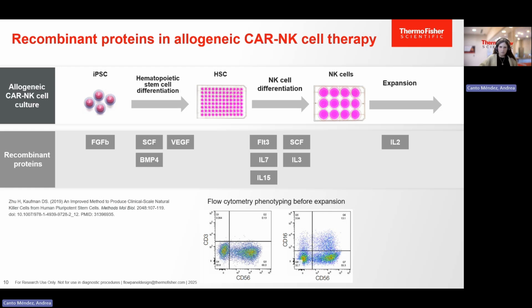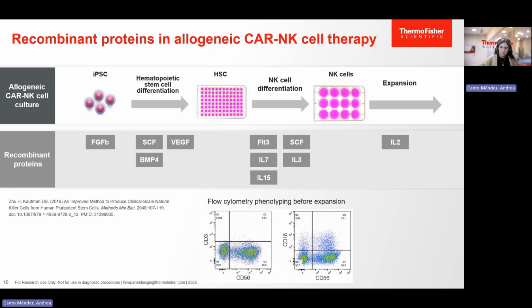Once this differentiation was completed, we differentiated the hematopoietic stem cells into NK cells using this set of recombinant proteins you see below. Once we obtained our NK cells, we wanted to check their phenotype by flow cytometry before we proceeded with the full expansion of our NK cell product.